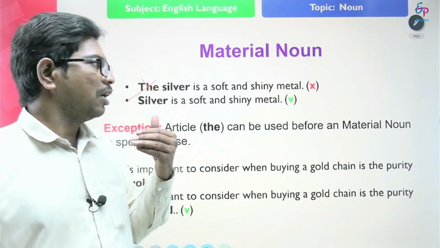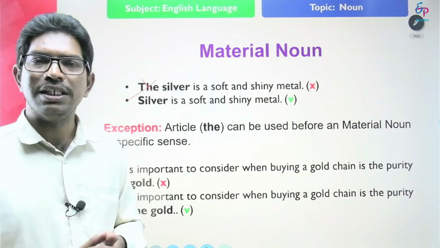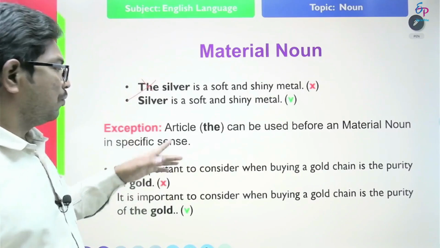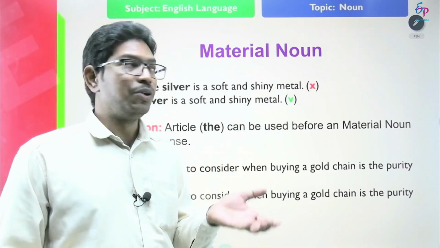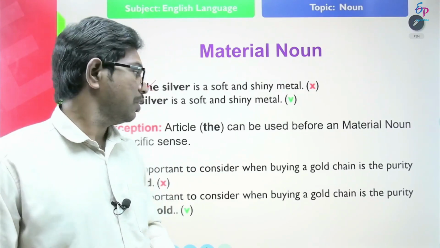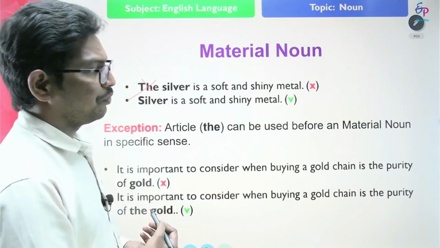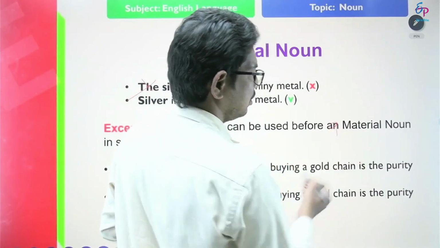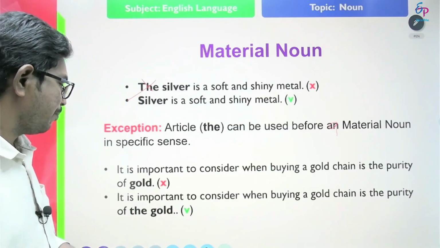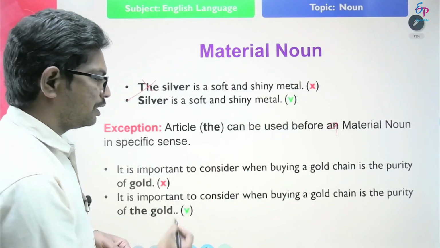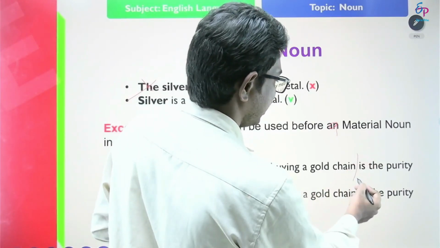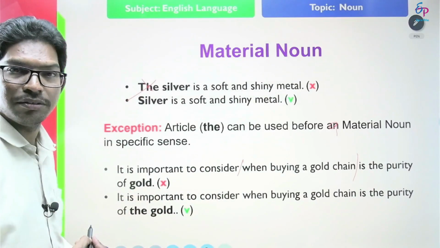So when you use material nouns in a general sense, we should not use article a and the before it. But exception, when you use material nouns to talk in a specific sense, we can use the before it. So article the can be used before a material noun in specific sense. Look at the example. It is important to consider when buying a gold chain is the purity of gold.